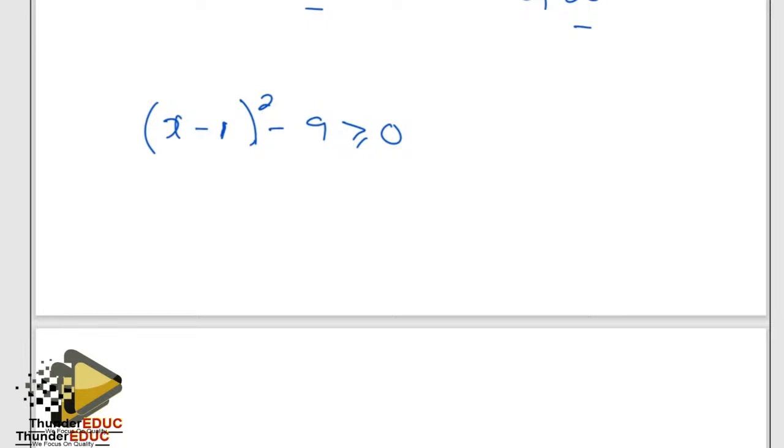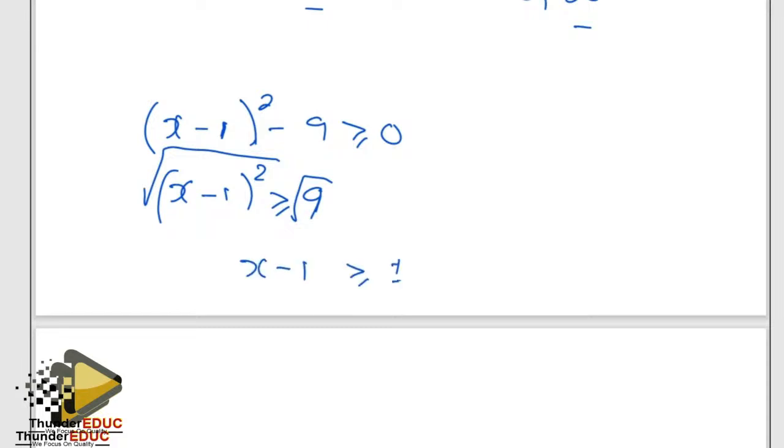So let me shift the 9 to the right hand side. So it's x minus 1 squared is greater or equal to 9. And then I'm going to find the square root on both sides. Okay, square root, which means x minus 1 is greater or equal to plus minus 3. Because square root of any number must give us two values, a positive and a negative. So what will my critical values be? It's plus minus 3 plus 1. So which means the first critical value can be 4.